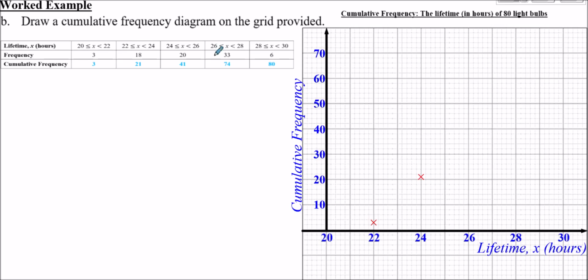The next one, 26 and 41. Then 28 and 74. And finally, 30 and 80. You'll notice there is a characteristic shape with cumulative frequency diagrams. It should always look a bit like an S. So it starts off going shallow, goes up, goes steeper, and then flattens out as you get to the top.